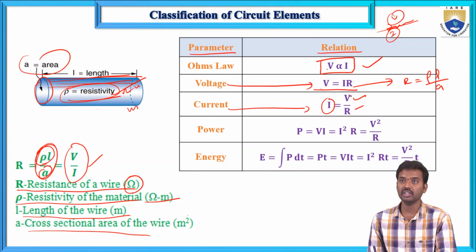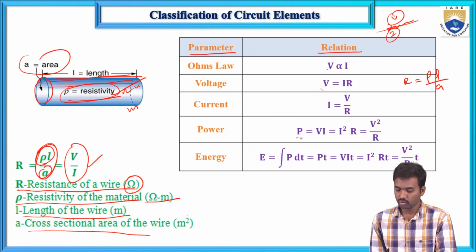If you rewrite this equation, I equals V by R, and the power equation: P equals voltage into current, the product of voltage and current, and V is equal to IR. That means P equals I squared R. And with I equals V by R, that equals V squared by R.